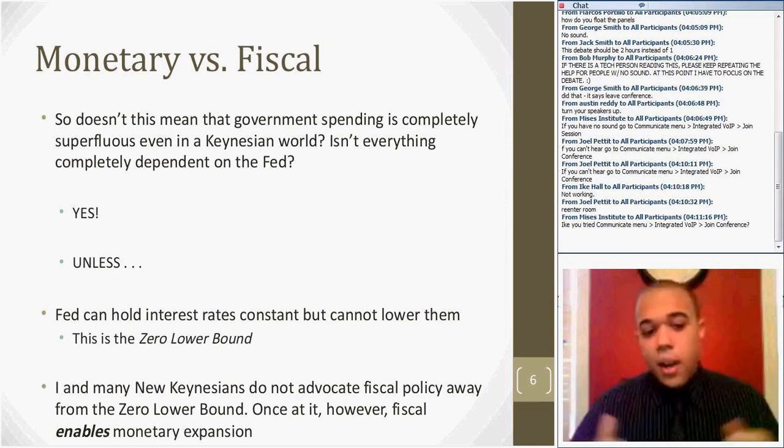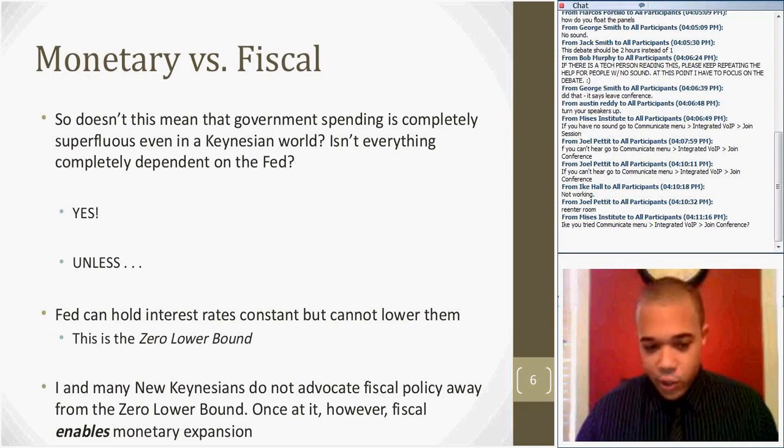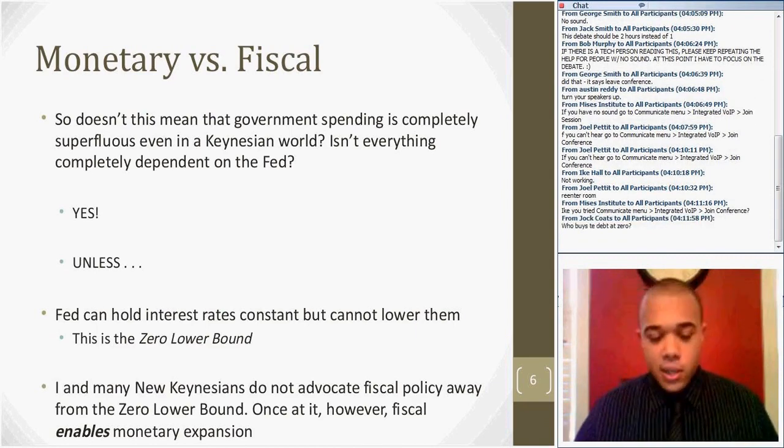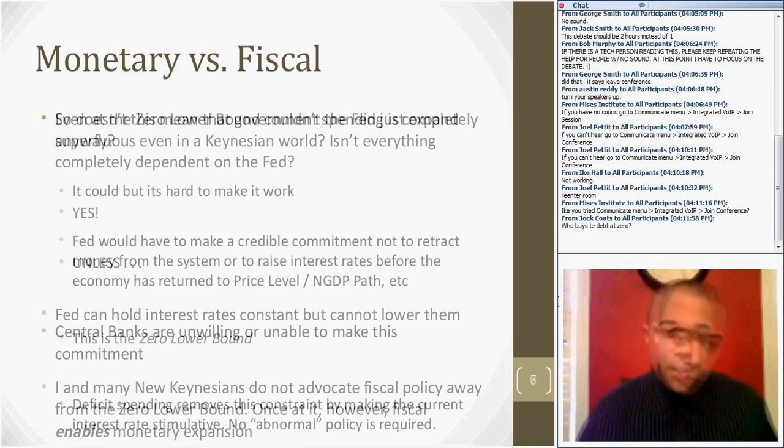And so you would say that fiscal expansion enables monetary expansion at the zero lower bound. When you're away from the zero lower bound, you just do everything with the Fed. The Fed handles stabilization of the economy. But once interest rates get to zero, the Fed can't simply lower them anymore. But what you can do is run up fiscal debt. That would raise the natural interest rate, but the Fed keeps holding the interest rate at zero, and that's equivalent to a monetary expansion. And so at the zero lower bound, fiscal expansion enables monetary expansion.